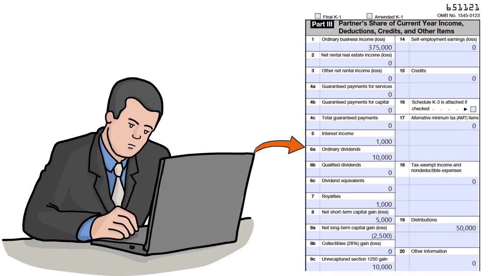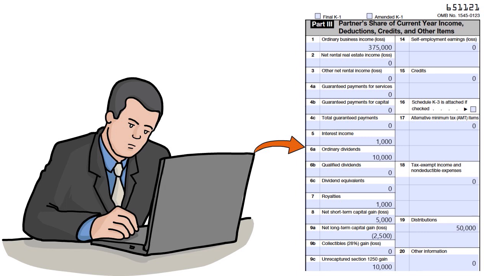We did have something for 5, interest income. 6A, we have ordinary dividends, $10,000. 7, royalties, $1,000. Number 8, we have net short-term capital gain or loss, $5,000. Net long-term capital gain or loss, $2,500. In this case, we had a net long-term loss of $2,500.